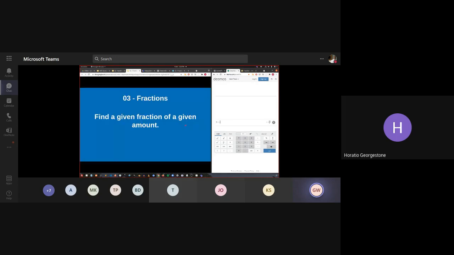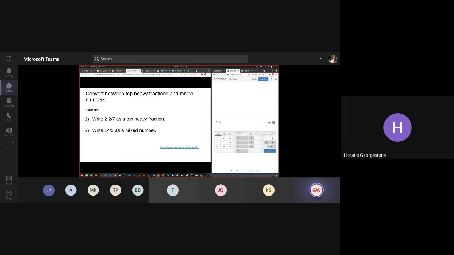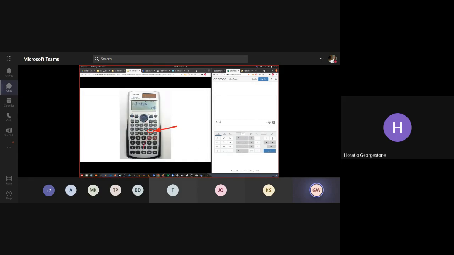Okay, so then for the second one, we would just put in 14 over 3, which we could either do as a division or using the fraction button. And then again, we use this function here to change between the two.